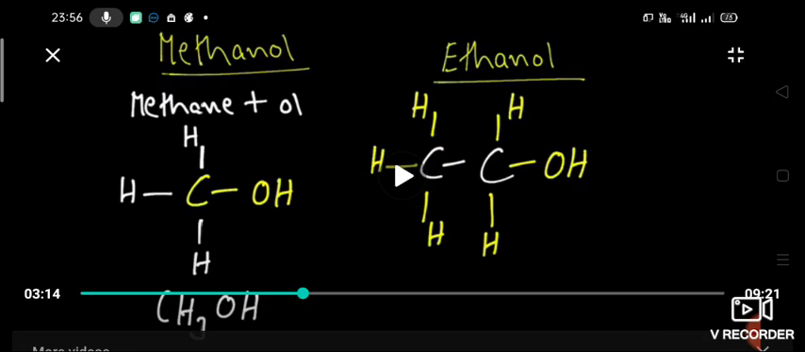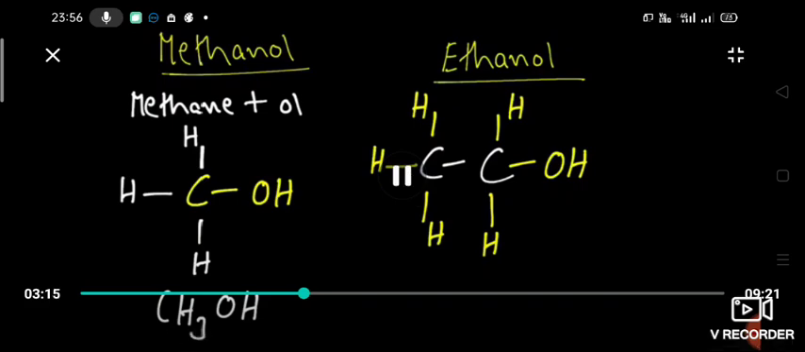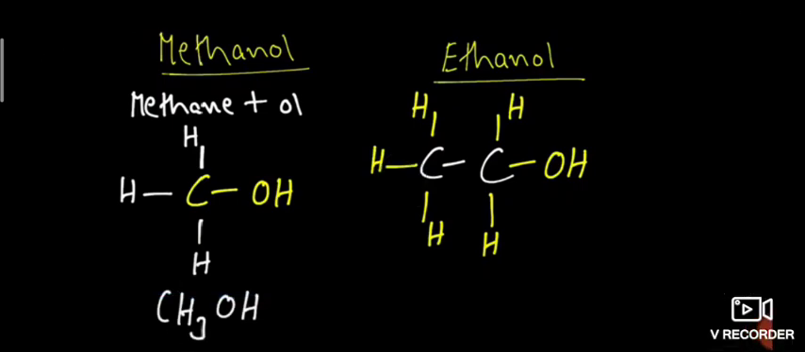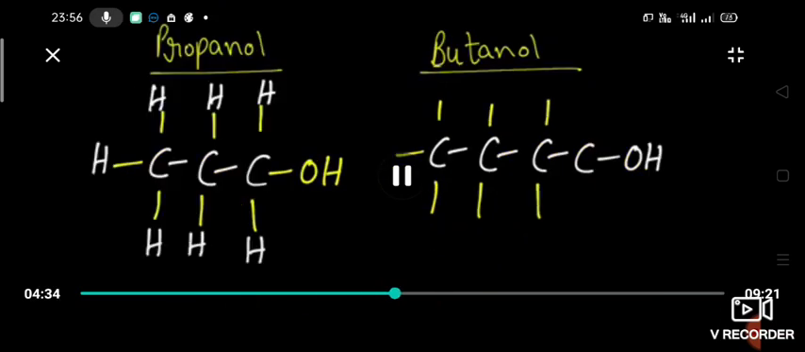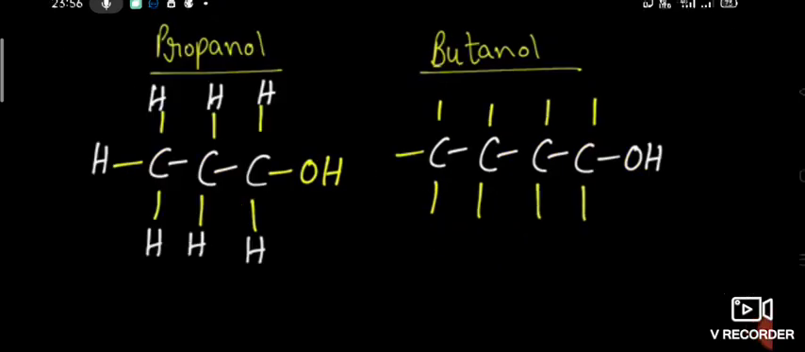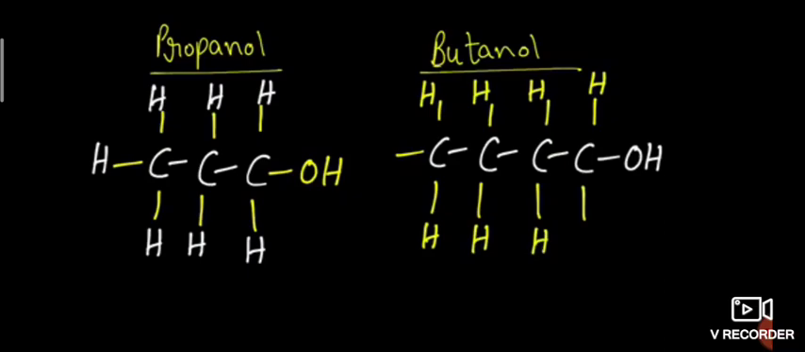CH3CH2OH is the formula for ethanol. What is the formula for ethanol? CH3CH2OH. Why are we writing ethanol? 2 carbon atoms. Why are we writing OL? It contains an OH group. So if it contains an OH group with 2 carbon atoms, we will name it ethanol. In such a way we can write propanol and butanol. This is the formula and structure for propanol and butanol.